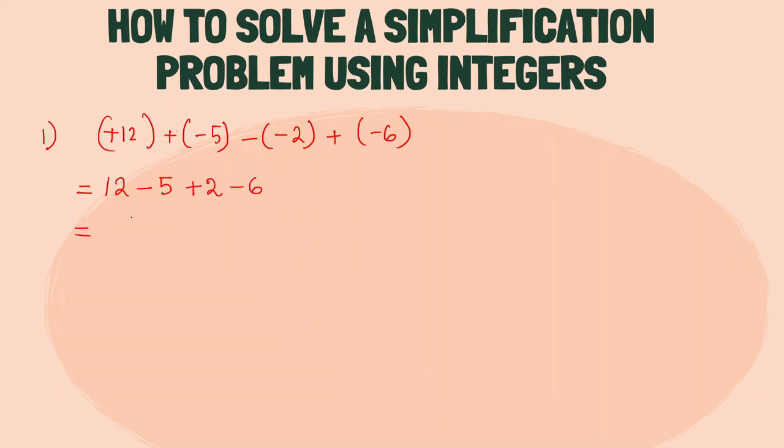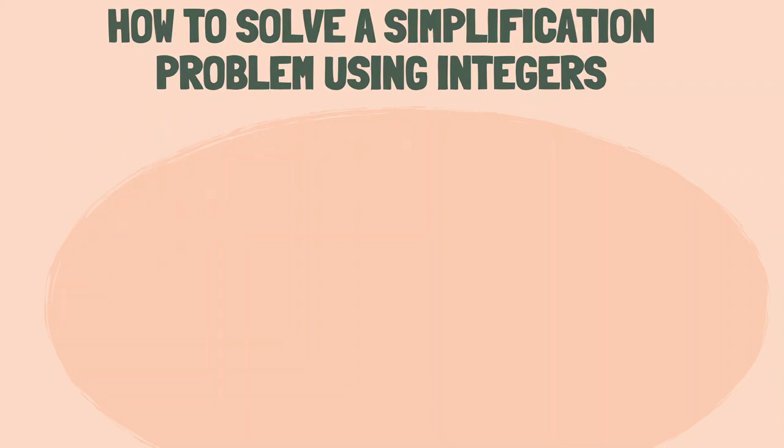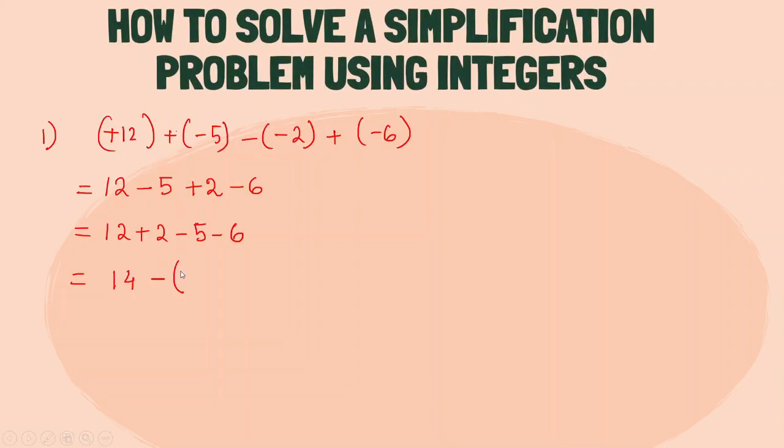Now what will you do? Now according to the simplification rule, you will take all the positive numbers together at one side and all the negative numbers together at the other side. So what will we write? 12 plus 2 minus 5 minus 6. Now 12 plus 2 is 14 and minus 5 minus 6, these I will take minus common. If I take minus common, minus 5 will become plus 5. Oh, what is happening?